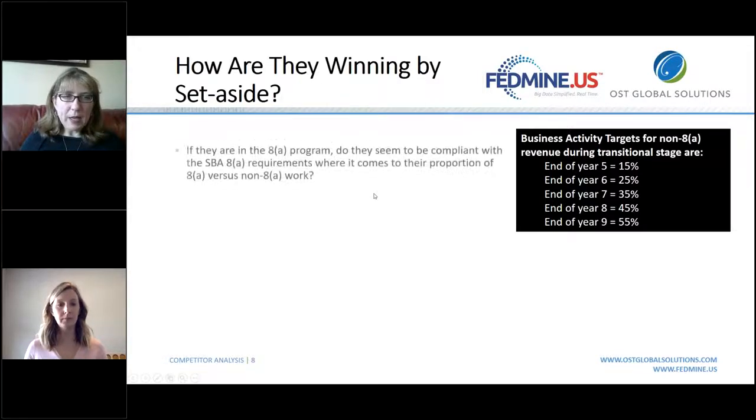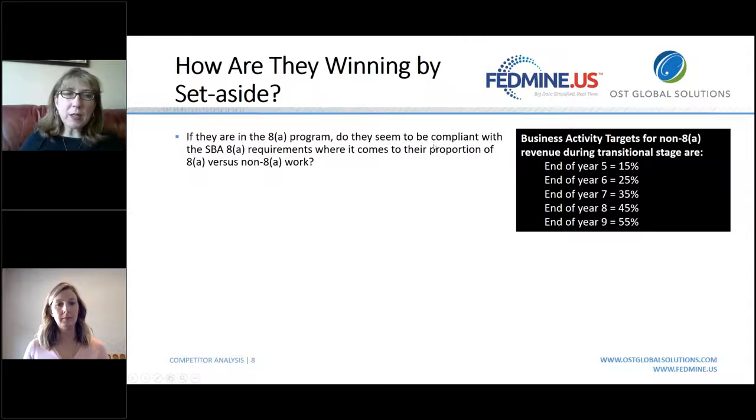So for example, if they're in the 8A program, do they seem to be compliant with the SBA 8A requirements when it comes to their proportion of 8A work versus non-8A work? Or do they need a corrective action, or doesn't the SBA need to find out? So it's one of those things that you may be the one who tips them a little bit, right?